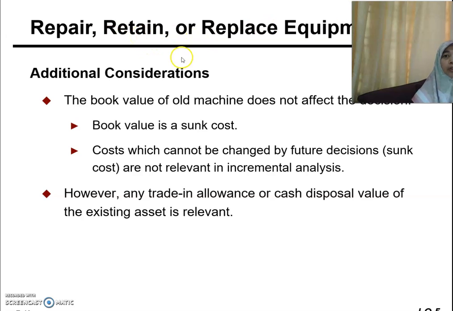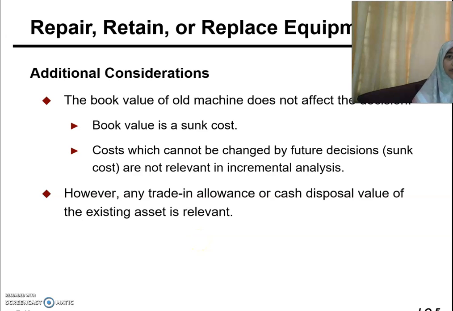Next, additional considerations when you want to decide whether to retain, repair or replace the equipment. The book value of the old machine does not affect the decision. As mentioned, it is a sunk cost. Costs that cannot be changed by future decisions are not relevant in the incremental analysis. Anything that you already incurred in the past is irrelevant for your decision making. However, any trade-in allowances or disposal value of the existing asset is relevant.